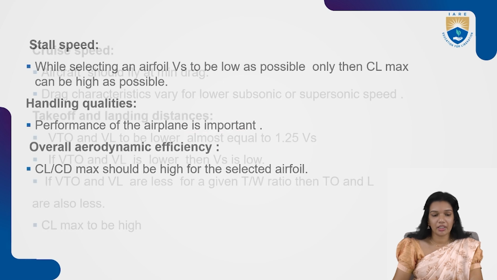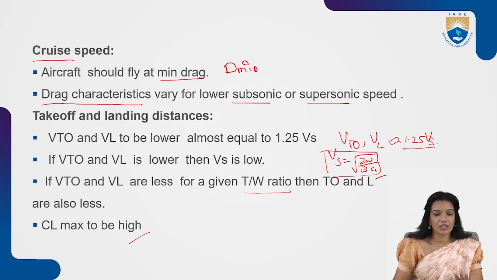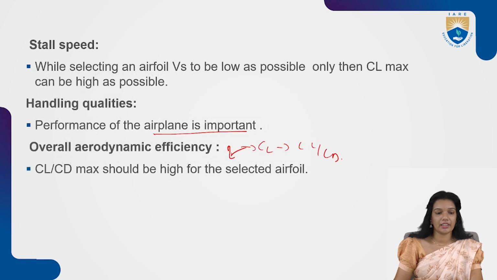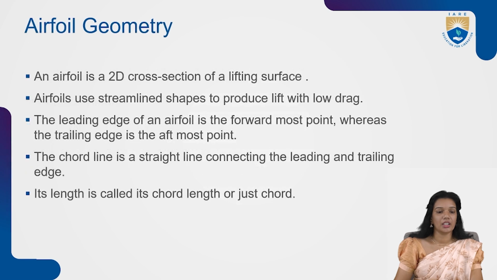So these are the different parameters that we are going to consider when a designer is going to design an airfoil, right? The first is speed, second is takeoff and landing distances, then it is stalling speed or stall angle, right? Then all the handling qualities and the overall efficiency of the aircraft or airfoil, right? So then it is the airfoil geometry, right?